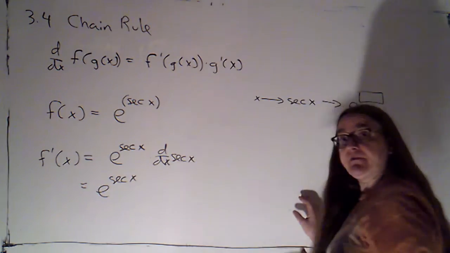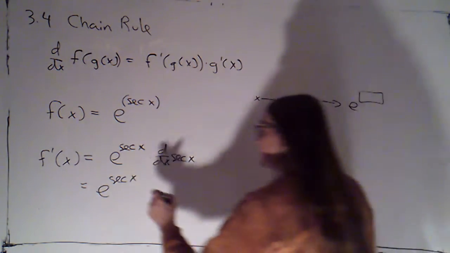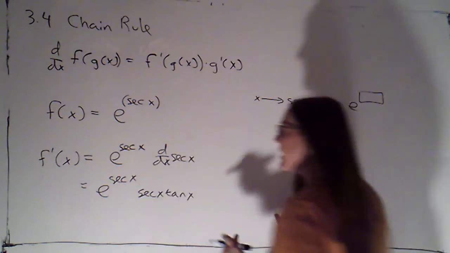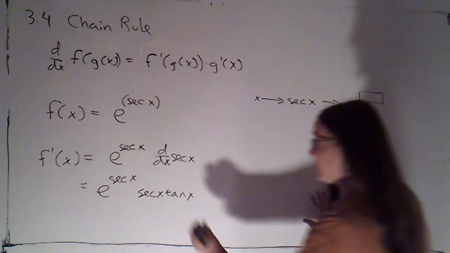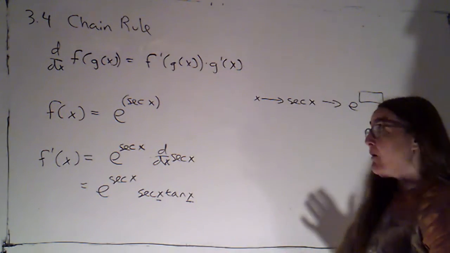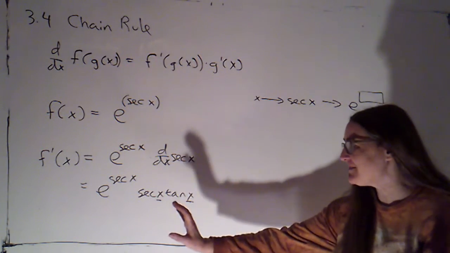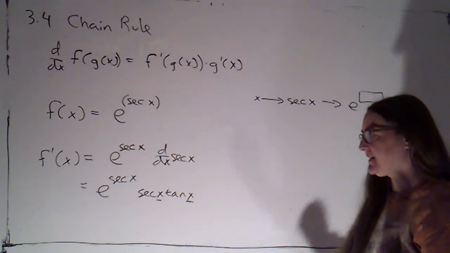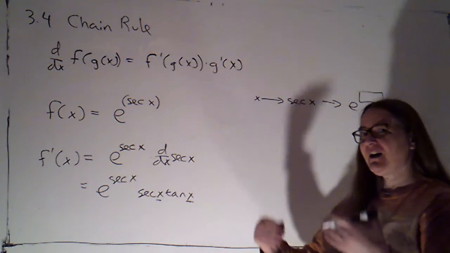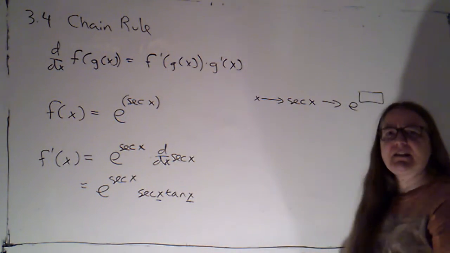So that's e to the secant of x. The derivative of secant is secant times tangent. That's secant x tan x. Very important here, by the way, that both of those functions get an x. That's how I know that's the product, secant of x times tangent of x. If I didn't have an x here, it would be secant of tangent of x, which is a very different function.